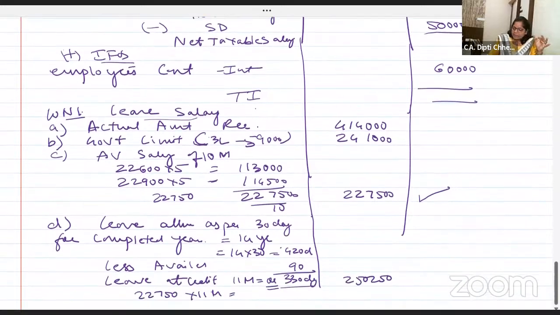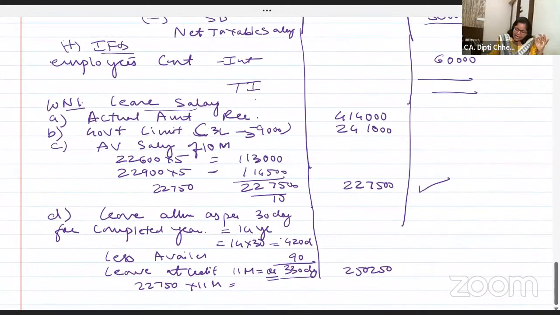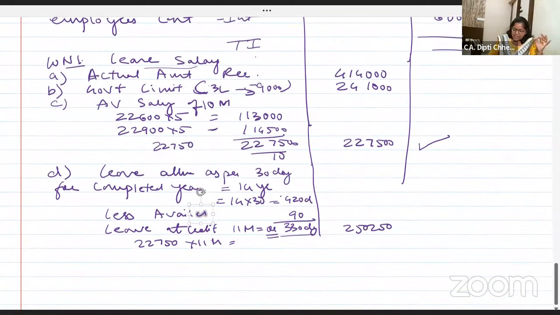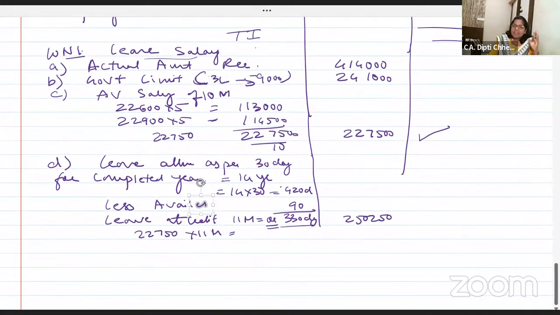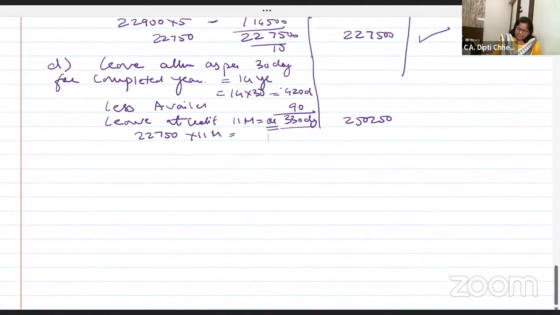Once again, I want to repeat because thoda sa tricky tha. Actual amount of leave salary. Government limit is for the lifetime. So if you have received earlier, you have to reduce it. Average salary you have to take off 10 months and average salary into completed years. What is leave allowed is 30 days, maybe 45 days, but availed is actually. You can't say कि 45 days के लिए इतना allowed and all. So leave at the credit and least.